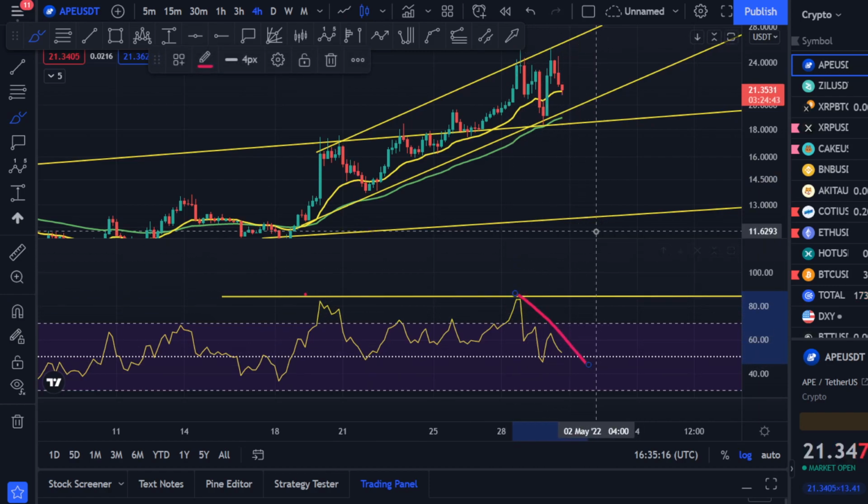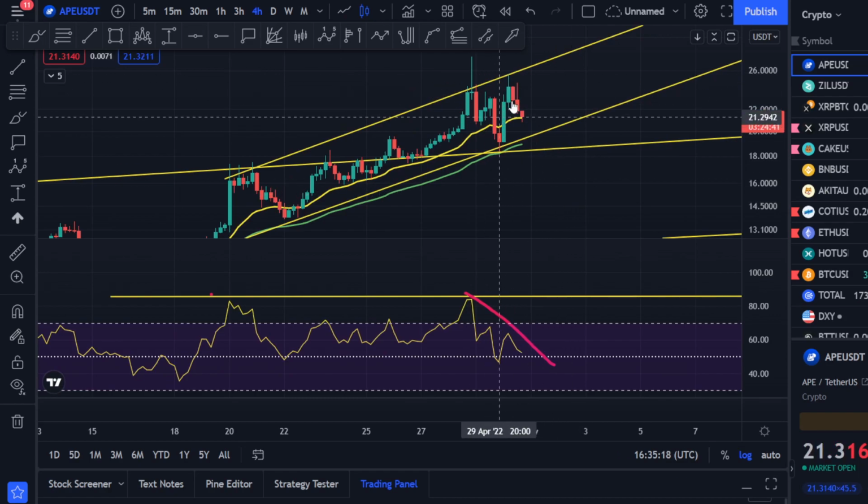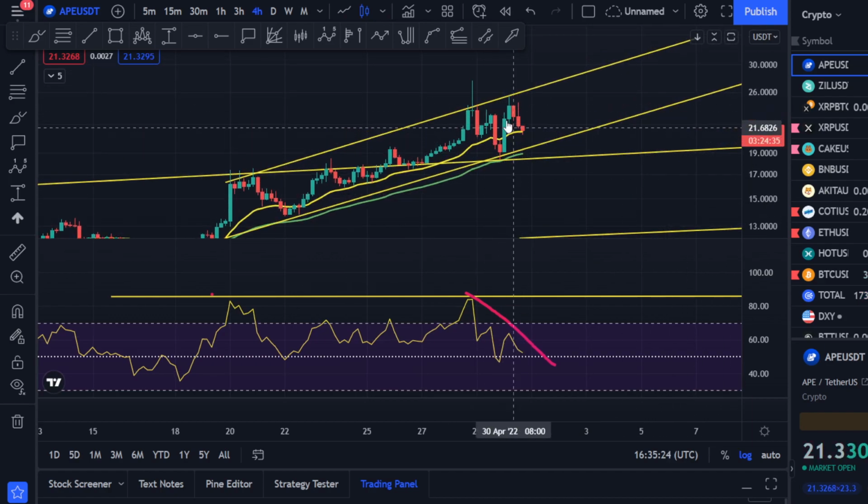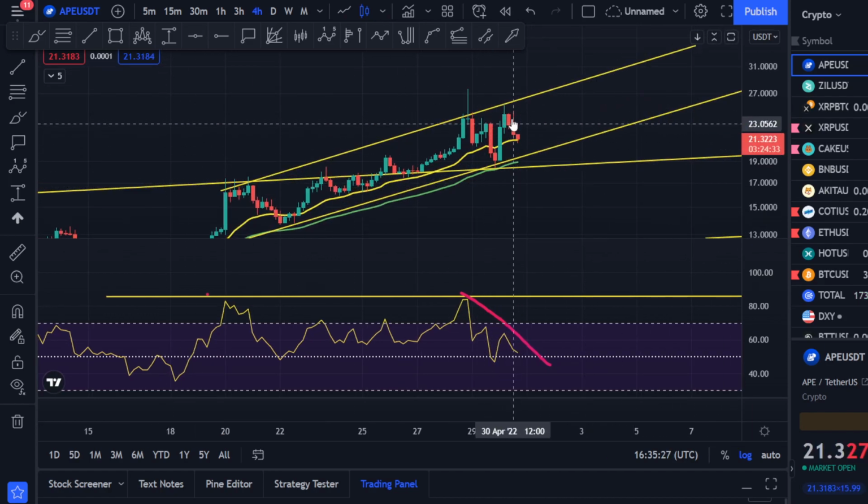This is a bearish divergence that's taking place right over here as well. That's why we couldn't break the neckline of the head and shoulder at the moment. I'm not saying the pattern is invalid at the moment. It's still valid, because it hasn't broken the $21 level.